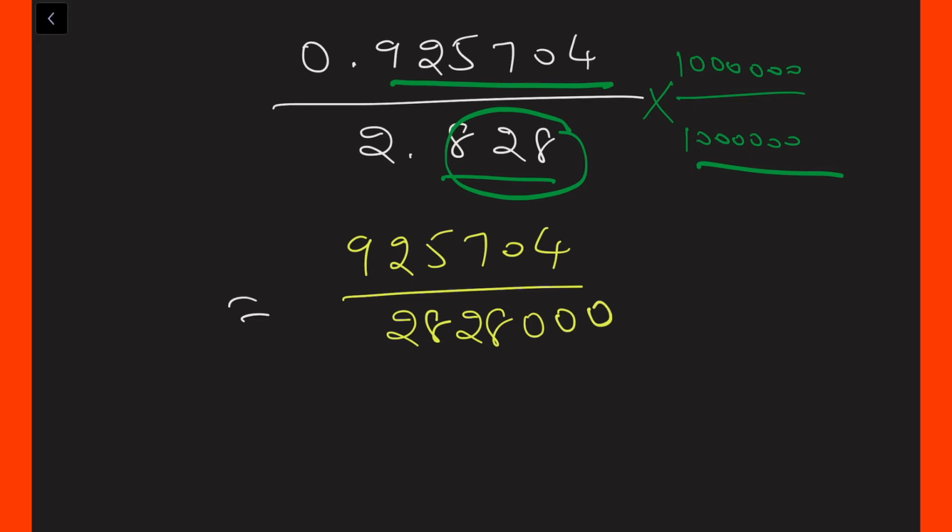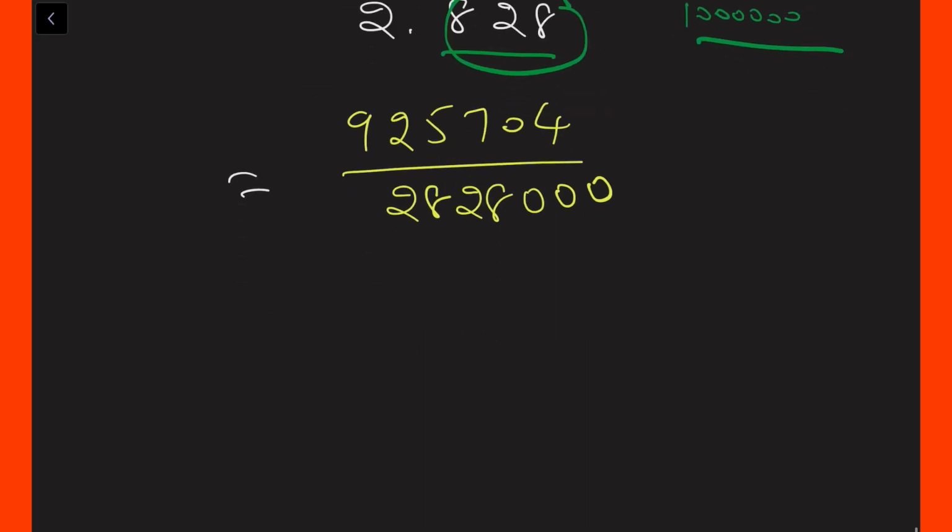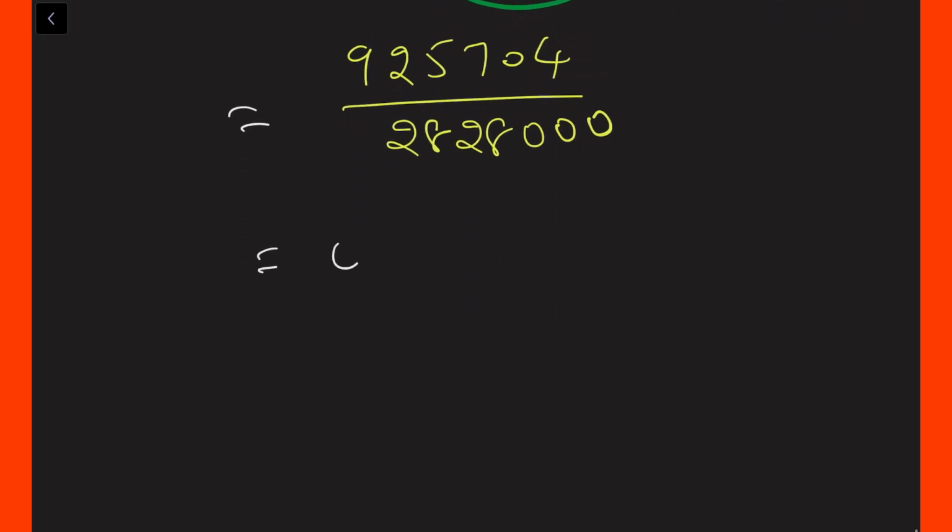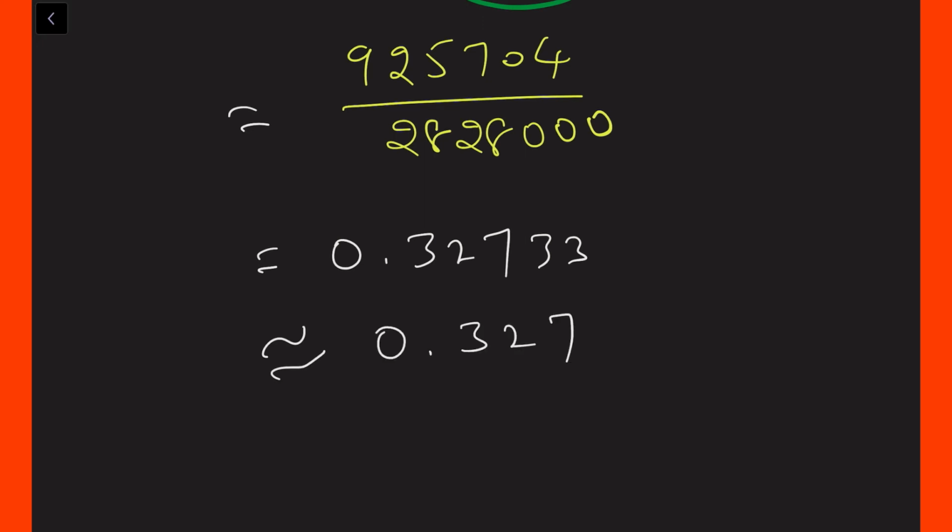Now if we do division of these two numbers, 925704 divided by 2828000, the final answer will be 0.32733 and so on. But anyway, it is asking just to find 3 decimal places, so approximately it is equal to 0.327.